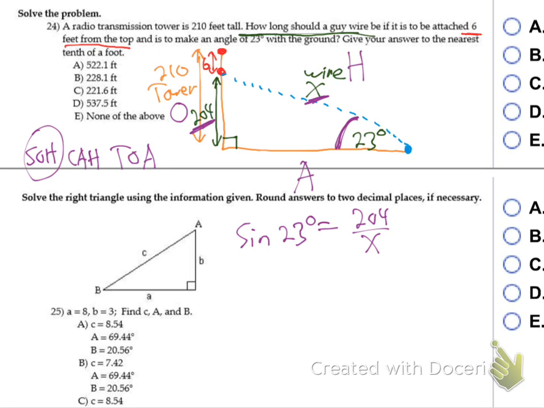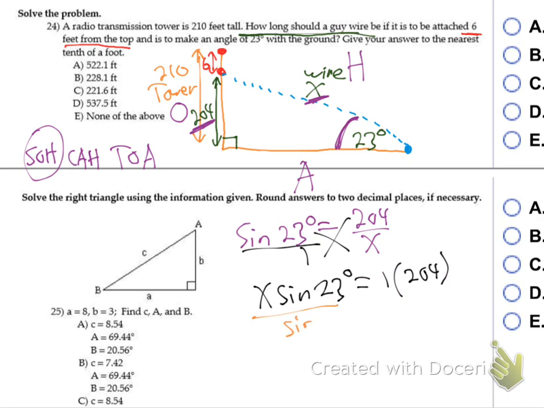Is this okay? It's making sense? Remember all this? So now solve for x. How do you solve this equation for x? You just put this over 1 and go diagonal, just cross multiply. x sine 23 is 1 times 204. Last step to get x alone: divide by the sine of 23.